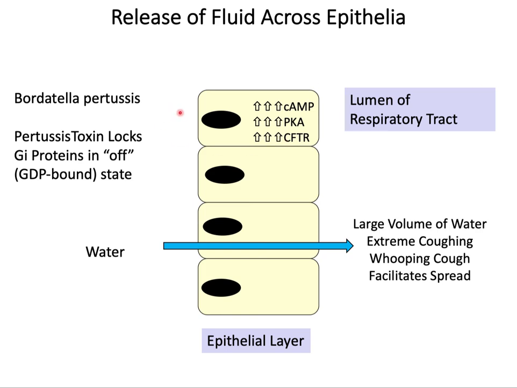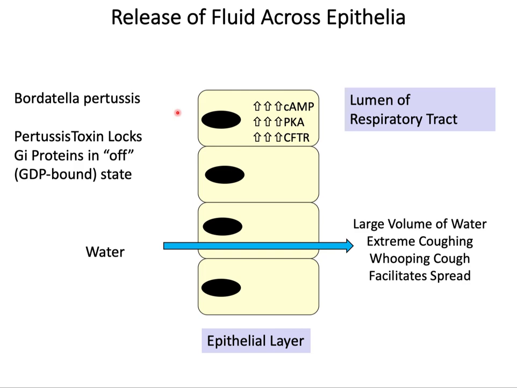Okay, so now here is what happens in Bordetella pertussis infection. Now we are talking about the lumen of the respiratory tract. Bordetella pertussis produces a toxin that locks the inhibitory G protein in its off state, so it is a GDP-bound state. The outcome of that is a significant increase in cyclic AMP. This is the same outcome that we saw in the cholera infections.